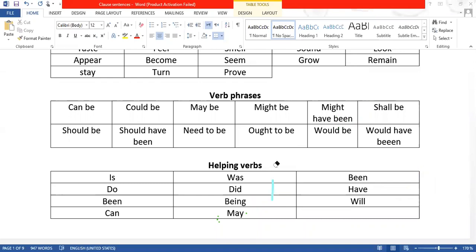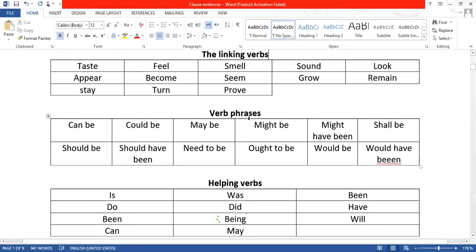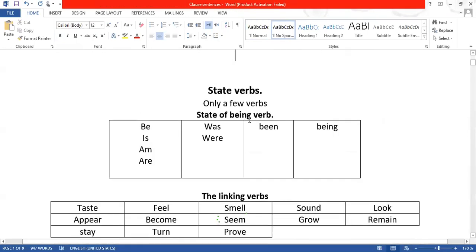So if you see, I just told you about this helping verb, just this being verb, right? The other verbs you know, but this one is a little bit tricky, and most people got this one wrong, that we just talked about state of being verbs. That was very important. Do you have any questions?